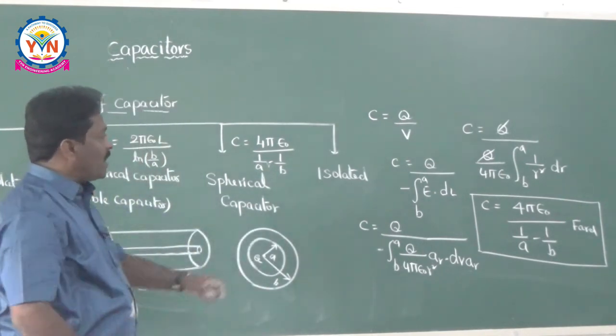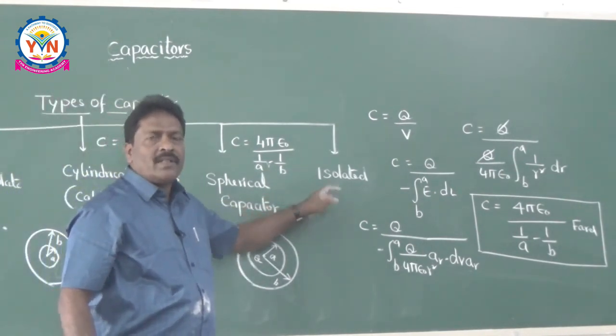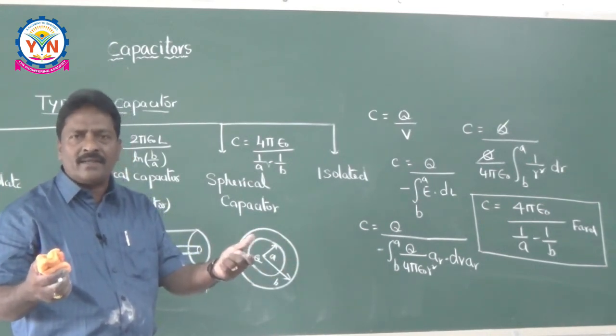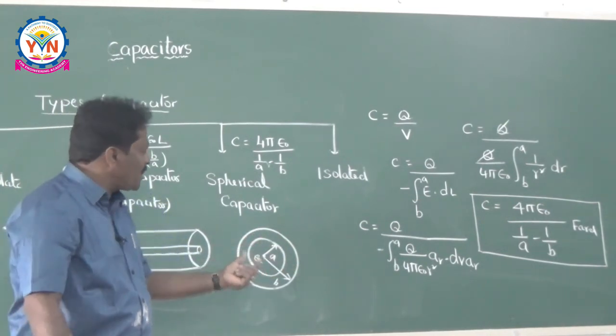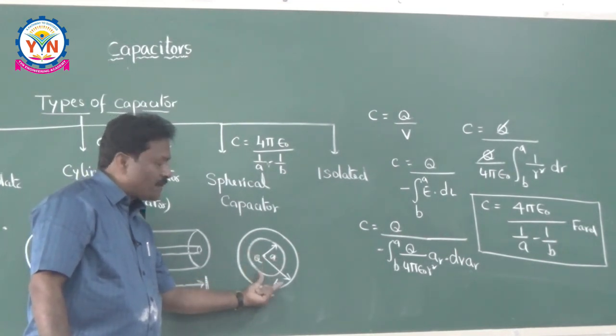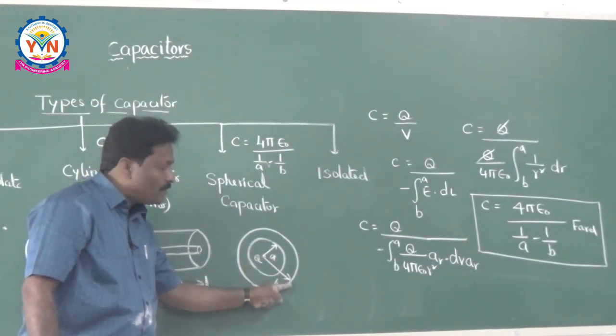Then coming to the isolated capacitor, what is the meaning of isolated capacitor? It is very simple. If you take this spherical capacitor, you have an inner sphere and the outer sphere radius is B.